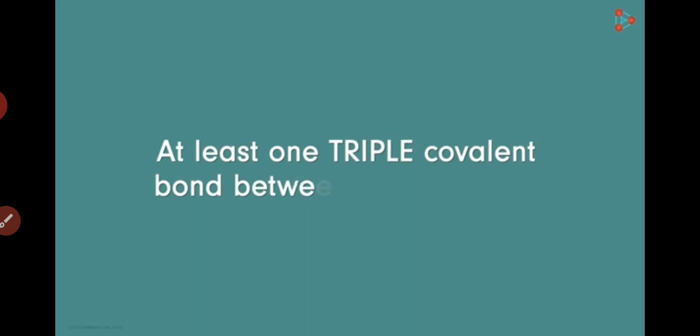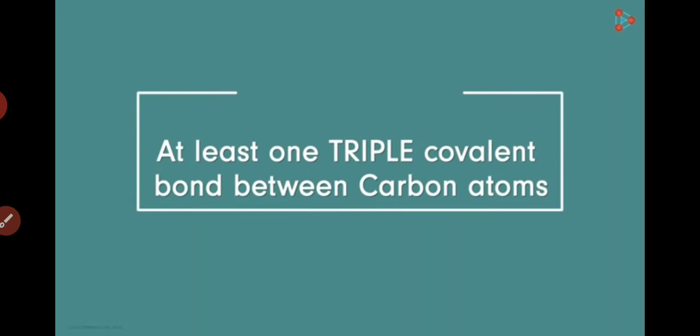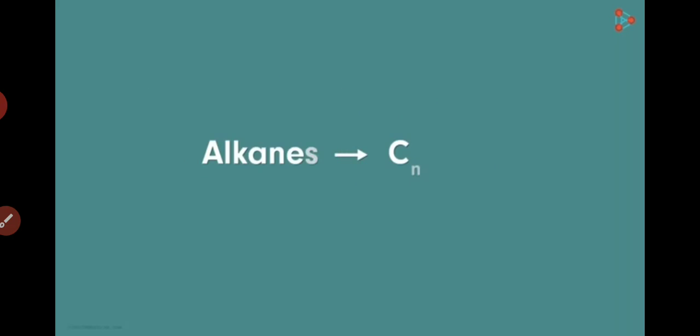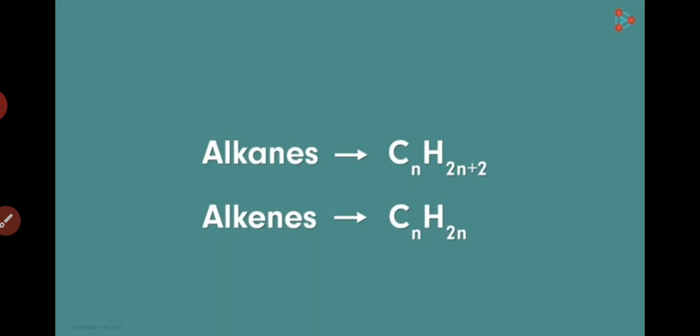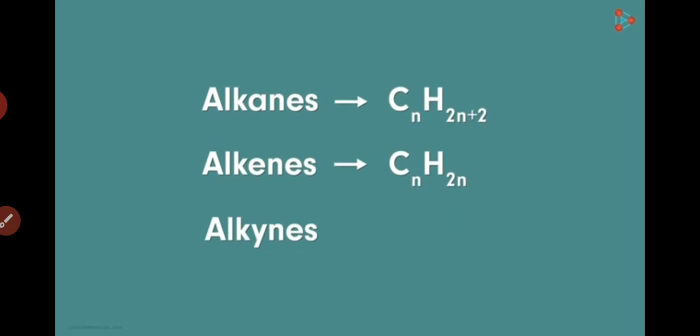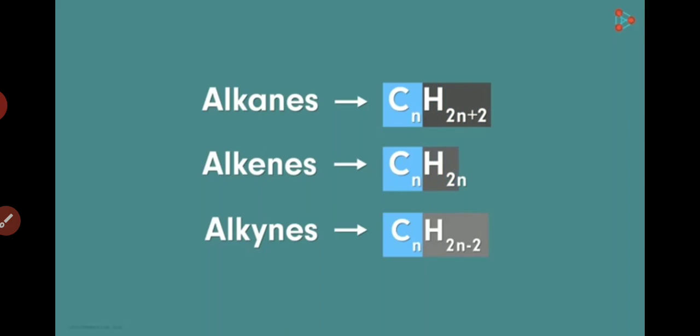Now we are left with the last family that consists of members with at least one triple covalent bond between the carbon atoms. These are referred to as the alkynes. We know the formulae for alkanes and alkenes now. Can you guess what the formula for alkynes could be? It is CnH2n minus 2. There's one thing we can surely tell by looking at the formulae. It tells us that for the same number of carbon atoms, alkynes will have a lesser number of hydrogen atoms as compared to alkanes and alkenes.